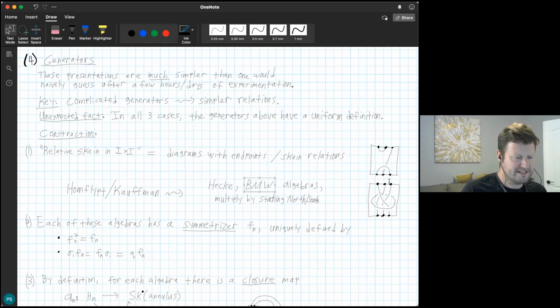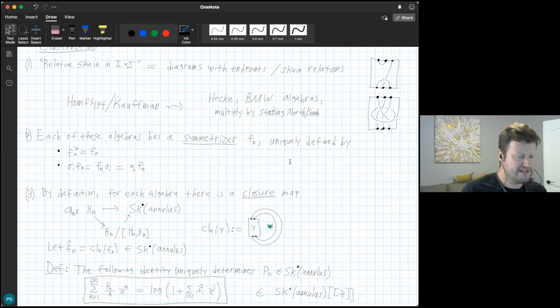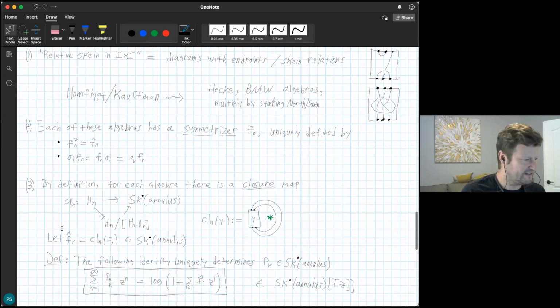Both of these algebras have symmetrizers. These are uniquely defined by two conditions: they should be idempotent, and they should absorb crossings at the expense of a constant. And these uniquely characterize the symmetrizers. In both cases, you can take a diagram in the square and close it to get a diagram in the annulus. This is the closure map from the algebra to the skein algebra of the annulus, either the Hecke algebra or the BMW algebra. So really, I'm describing both cases at once. You can take these symmetrizers, which are defined uniquely, and close them, and get some unique elements, which I've written as f hat n. N refers to the number of strands in the box.